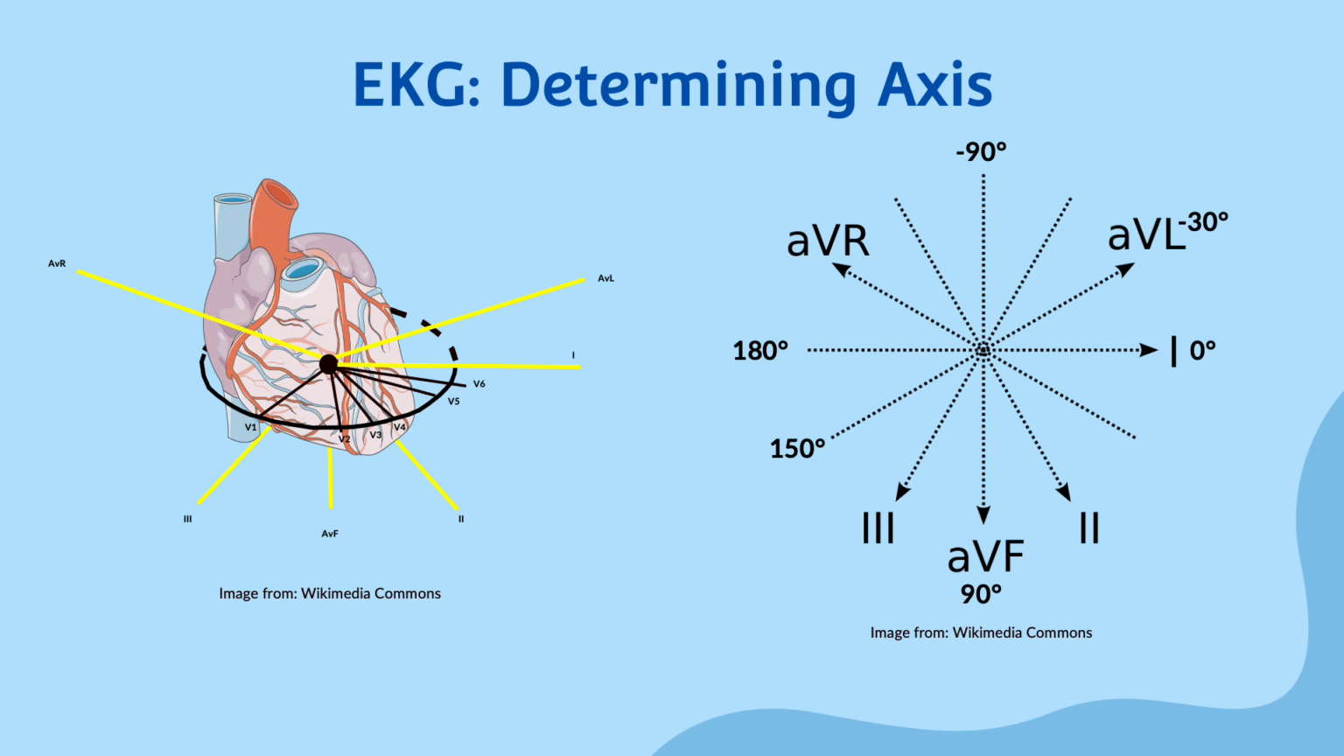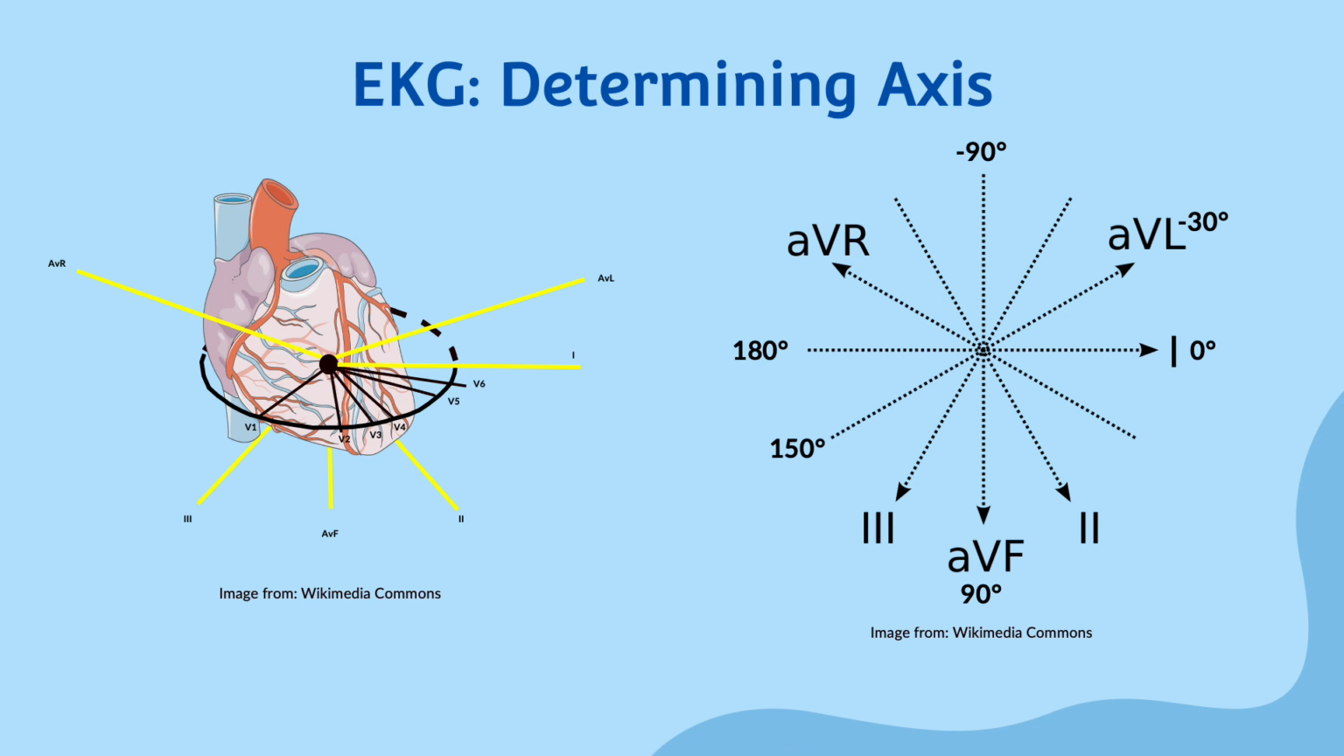The EKG can be divided into 3 main limb leads, leads 1, 2, and 3, and 3 augmented leads, leads AVL, AVF, and AVR. The heart's electrical activity is measured by these leads and analyzed to determine the axis. An abnormal axis can indicate a problem with the heart's electrical system.